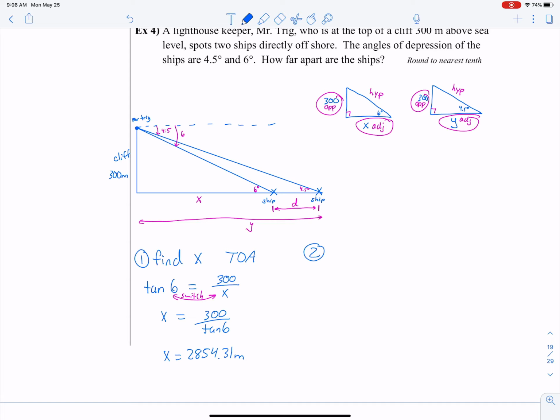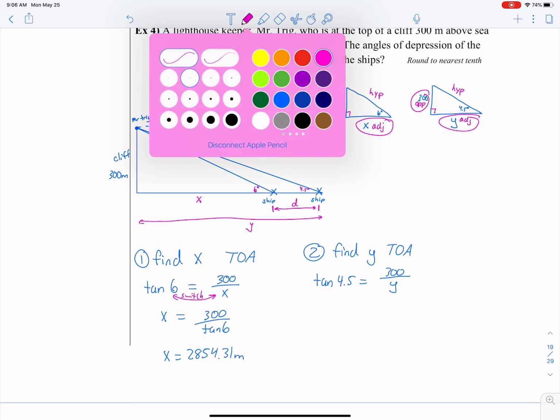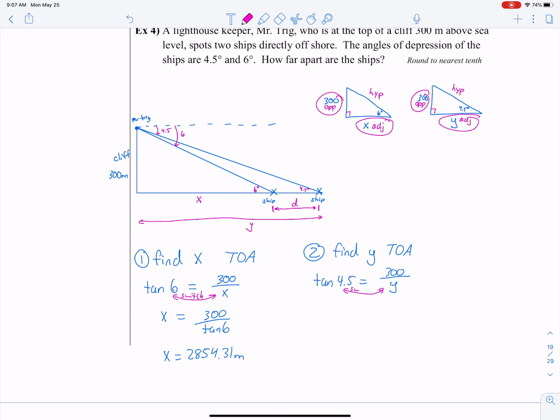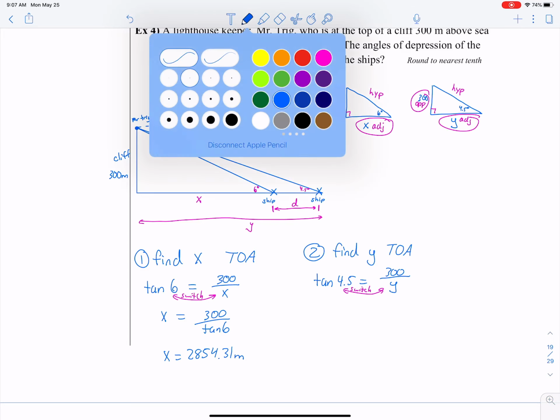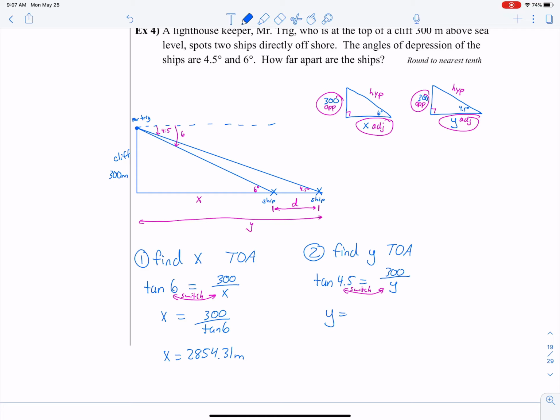Step 2 is going to be find y, again with TOA. Here we have tan of 4.5 is equal to 300 over y. Switch those and get y is equal to 300 over tan of 4.5. Y is equal to 3811.86 meters. And then step 3 is distance.